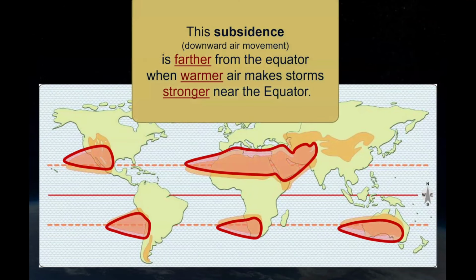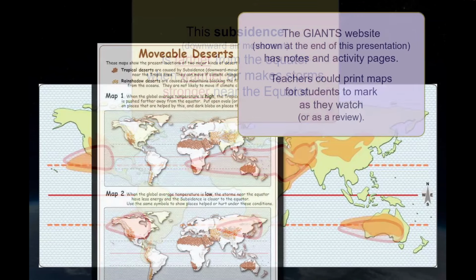They basically say that subsiding air, the downward air movement, is going to be farther away from the equator when warmer air makes storms stronger near the equator.